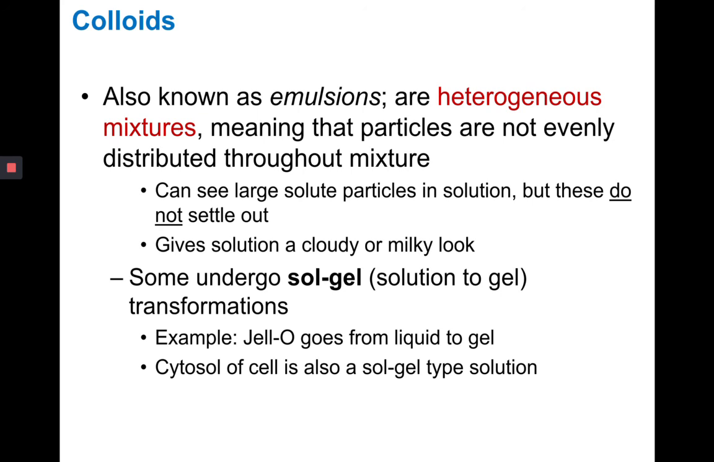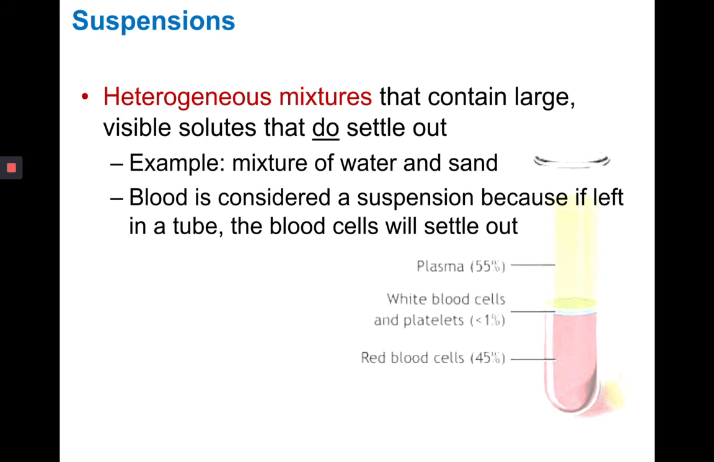Blood is a good example of a heterogeneous mixture called a suspension. It contains really large visible solutes that do settle out. The solutes that settle out in suspensions, in this blood example, are actually cells. Blood is considered a suspension because if left in a tube, the blood cells will settle out on their own. But you can use a centrifuge to speed that up, which is a tool that spins the blood sample around really fast to separate the components.